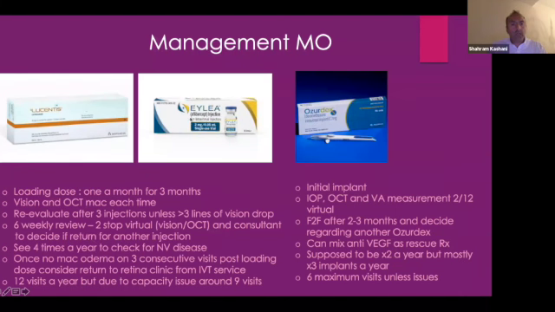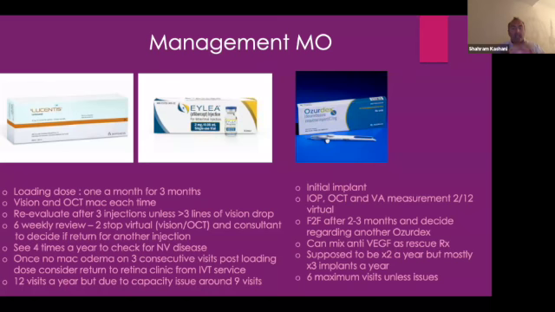So how do we manage the loading dose? Well, if it's anti-VEGF, 1 a month for the first 3 months, then we see them every 6 weeks. And at the moment in the trust, we have a 2-stop process. So they have the first, second, and the third. And then after that, they're seen every 6 weeks. They have a scan and a vision. And then if they need treatment, they're called back for an injection.